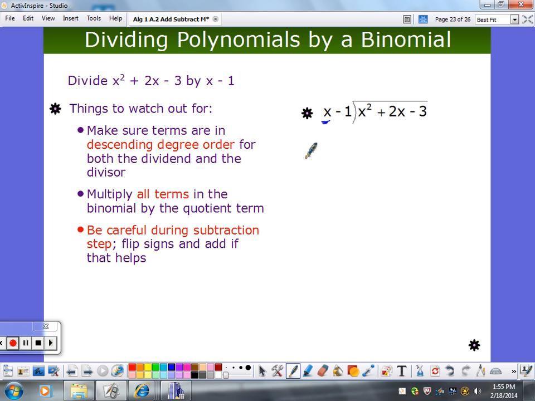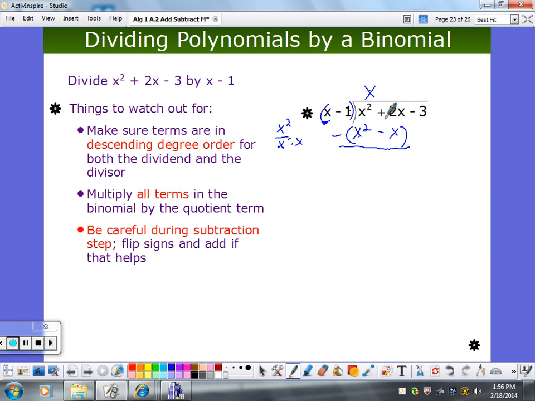X times x is x squared. Our next step? Multiply, right? But remember what we're multiplying: both these things. So what's x times x? And what's x times negative 1? What's our next step? Subtraction. Well, what are we subtracting? This whole thing. So you've got to be really careful. That's an x squared minus an x squared. If you did this right, that will always be 0.